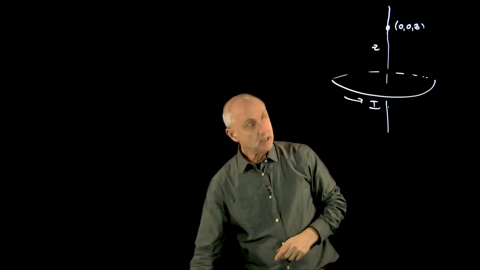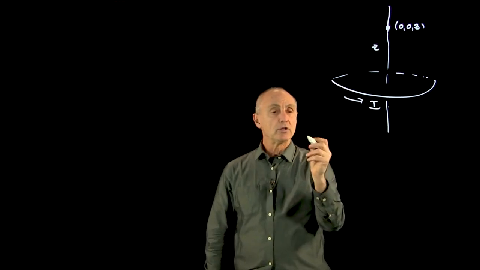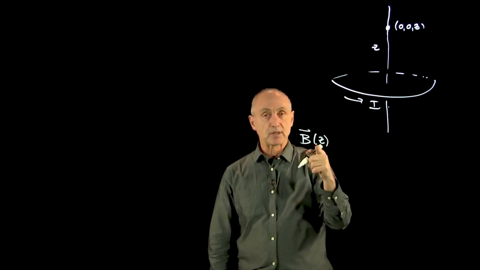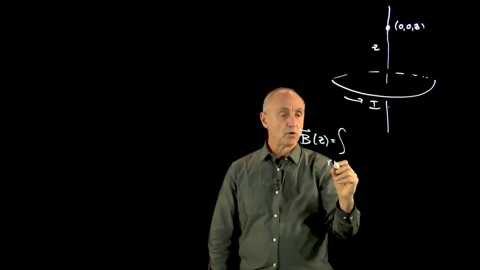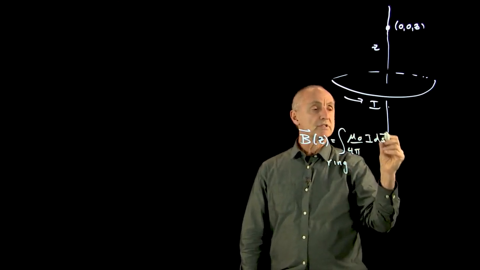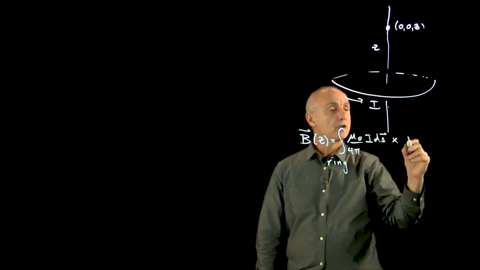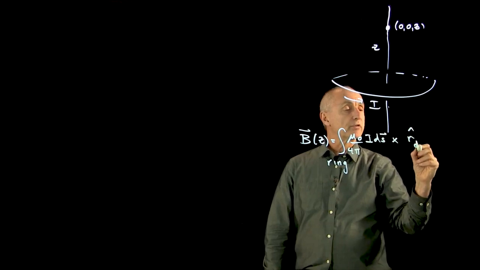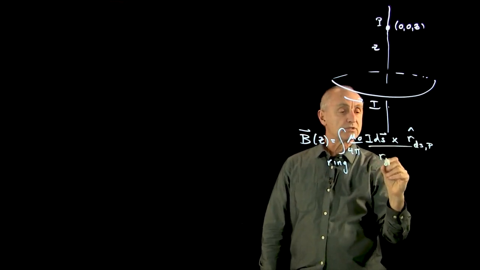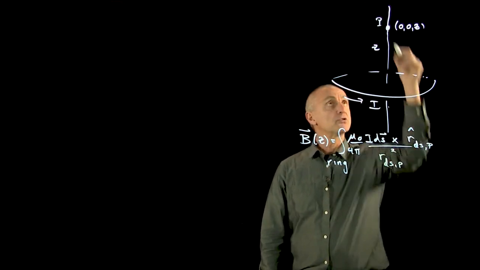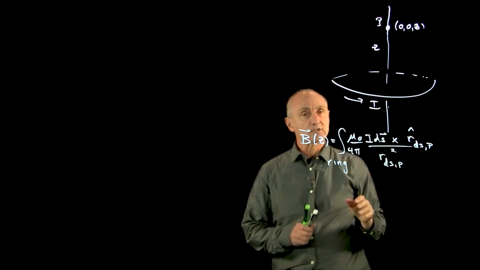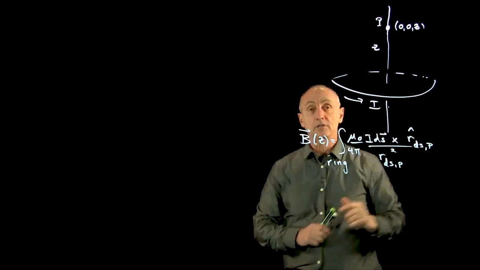Now, the way we're going to do this is, again, we're going to use the Biot-Savart law. So the Biot-Savart law is the magnetic field at the point z along this axis, I'm skipping the x and y components, is the integral over the ring of a constant mu naught over 4 pi times our source, infinitesimal current source element, cross a unit vector r, which is going from the source element to the field point, we'll call that p, and we're dividing by the distance from the source element to the field point, squared.